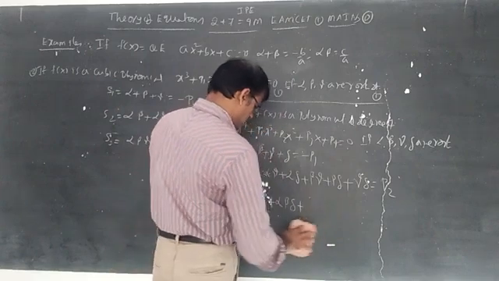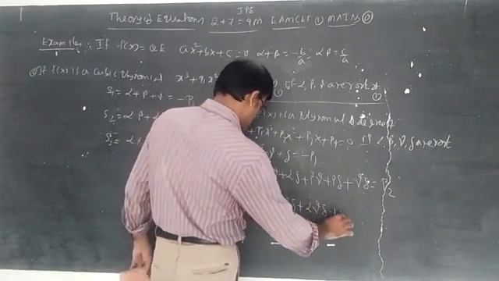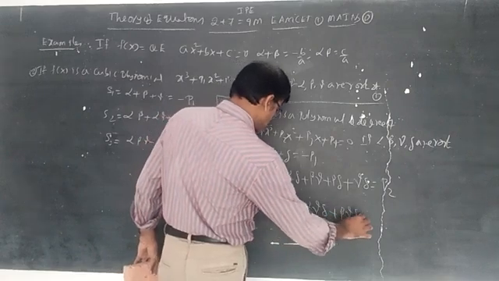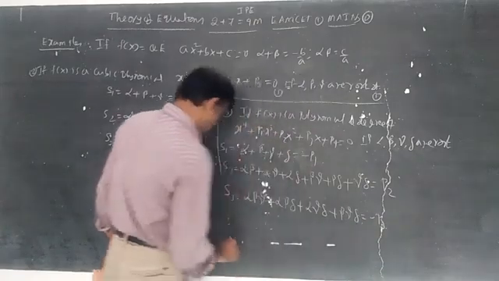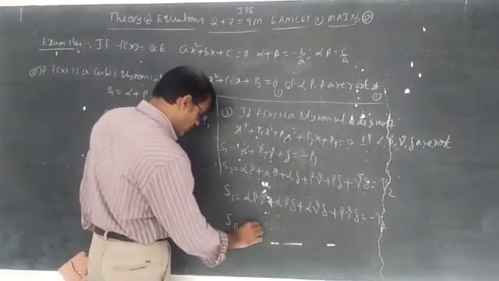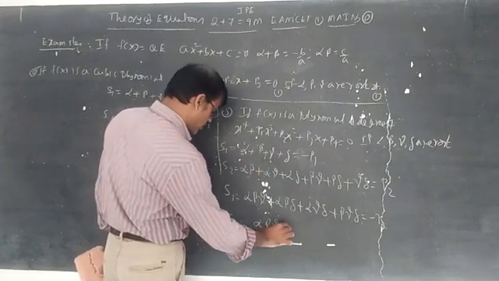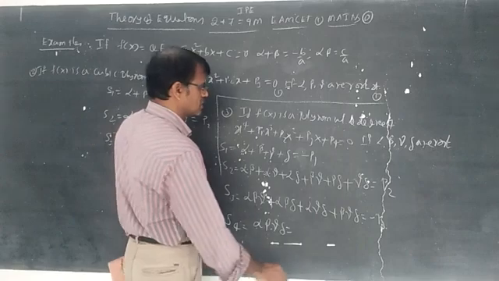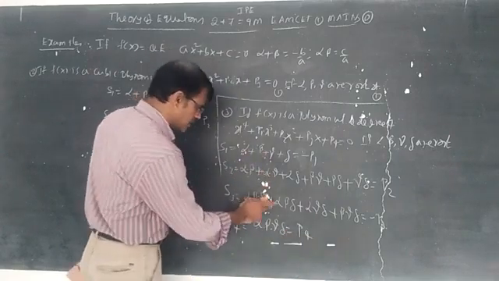It is better to write alpha, gamma, delta here only, plus beta, gamma, delta. 4 terms should be there. Now it is minus P3. Later S4. S4 is equal to the formula product of roots, of course. The meaning is alpha, beta, gamma, delta, that is equal to P4. Now minus plus minus plus.